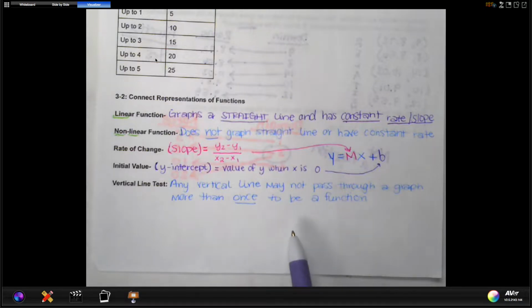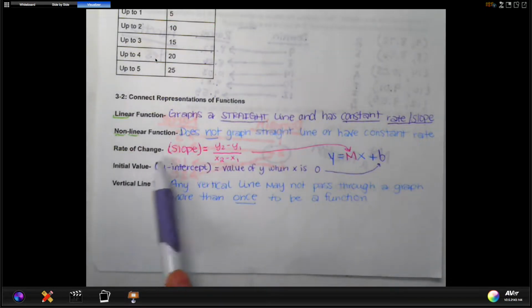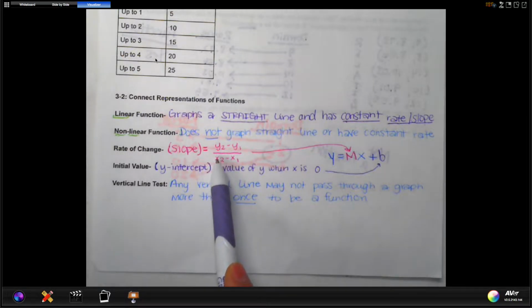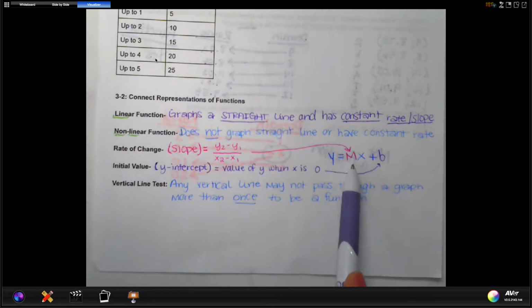In this lesson, we're going to talk about rate of change again, which is the same as slope. So a reminder for that is that means we get y2 minus y1 over x2 minus x1. And in the equation, that would be the number next to the x.